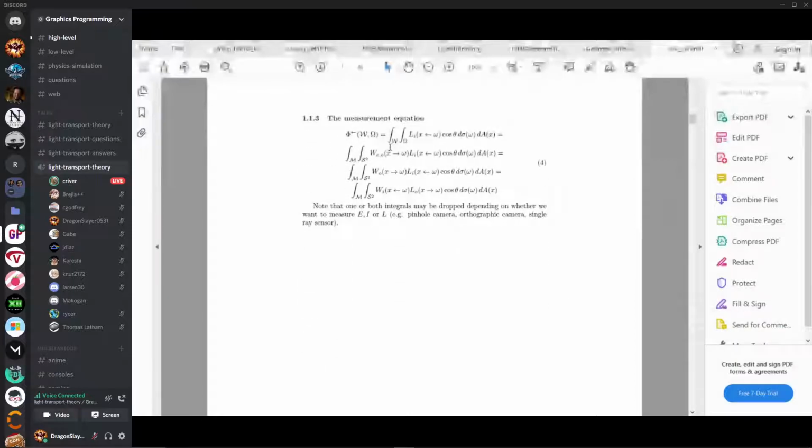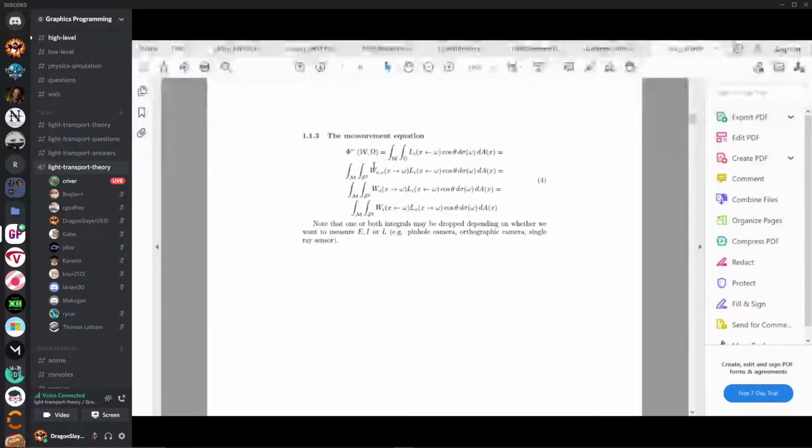Finally, we saw the measurement equation, which really tells you, okay, how much energy do I get at the sensor? So as I mentioned, this doesn't need to be always flux, so one of those integrals can disappear. For example, if you have a pinhole camera, then this integral would disappear simply because you have a single point, and this would turn into irradiance. Now, if you have an orthographic camera, then you have a single direction, so this integral would disappear and you would be measuring intensity.